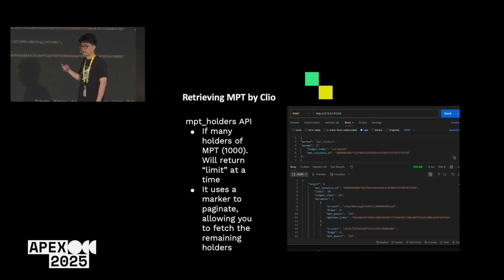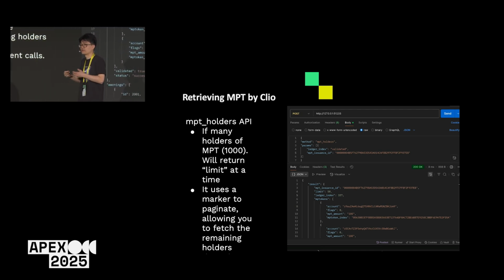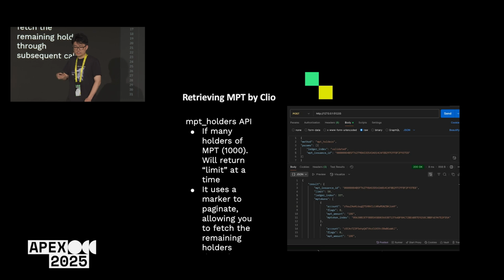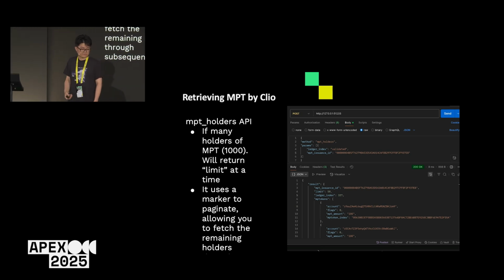Particularly for this API, if, let's say, 1,000 people hold this MPT, then this will return the limit that you specify. So if you specify you only want to see 50 holders at a time, this method will only return to you 50 accounts that hold this MPT at a time. And each time you call this method, a new 50 will show up.